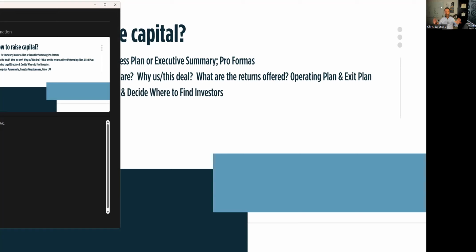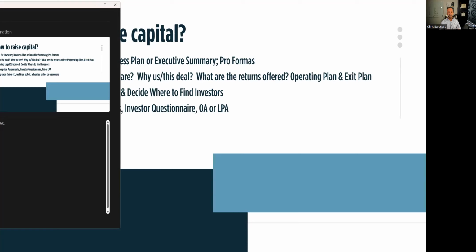Then once you've got a general concept of this, then you come to someone like me, as a syndication attorney, securities attorney. We set up the legal structure, and you also need to start thinking about, where am I going to find these investors? Because that's going to play into securities exemptions and some other factors. So you need to figure out, what type of investors am I going after? Where am I going to find them?